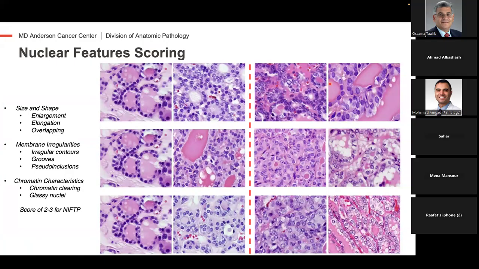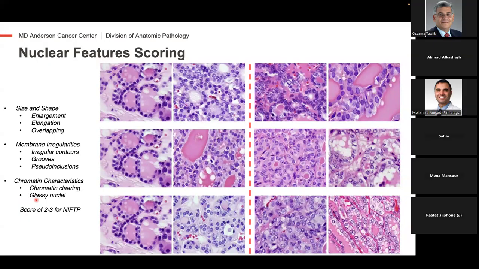But in the NIFTP paper, one of the things that they did was to create a scoring system for PTC nuclear features. And they divided it into three categories. You have size and shape, where you're looking at enlargement, elongation, overlapping of the nuclei; membrane irregularities, so you're looking at irregular nuclear contours, nuclear grooves and pseudo-inclusions; and chromatin characteristics, so chromatin clearing and glassy nuclei.